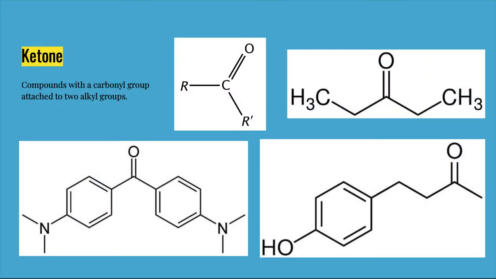The next one is very similar. It's a ketone, and a ketone is a compound with a carbonyl group attached to two alkyl groups. So instead of having an R group on one side, it's going to have an R group on both sides. Okay? So again, remember, the R group cannot be a hydrogen anymore. That was just for aldehydes.